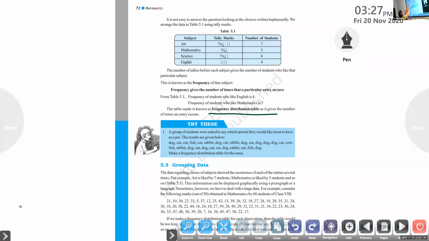For that, we have to make a table. For the comparison or for easier analysis, we need to prepare a table. That table is known as frequency distribution table. And this frequency means what? Frequency is the number of times a particular number is repeated. I will show you. I can show an example for that.